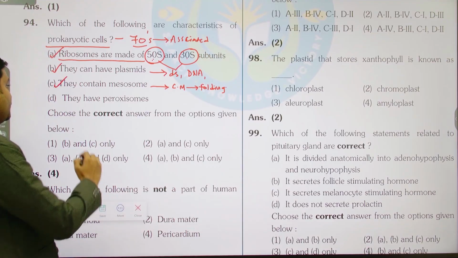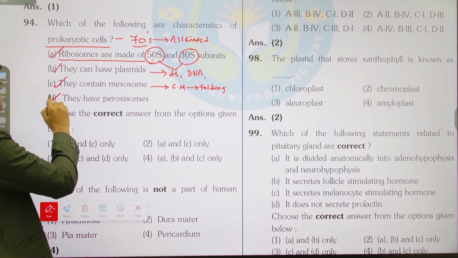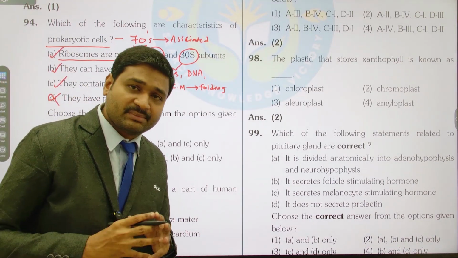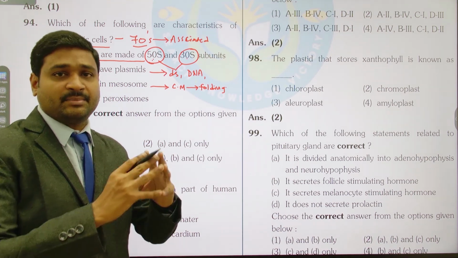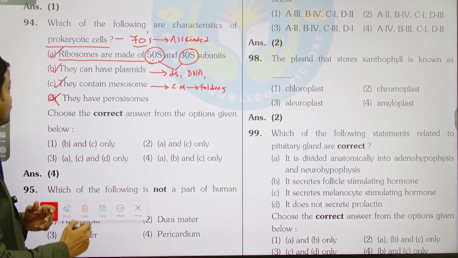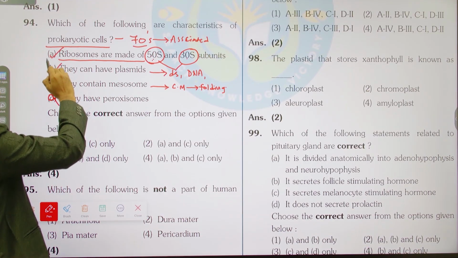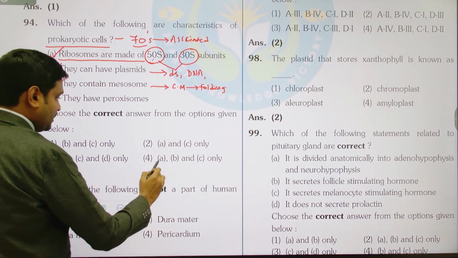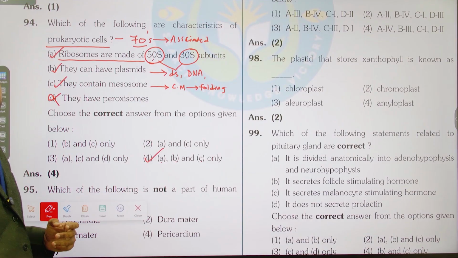Next, they have peroxisomes. No, prokaryotic cells do not have peroxisomes, because peroxisomes are cell organelles, and cell organelles are absent in prokaryotic cells. So only the three statements A, B, C are correct. Where is that option? A, B, C. So option 4 is the correct option.